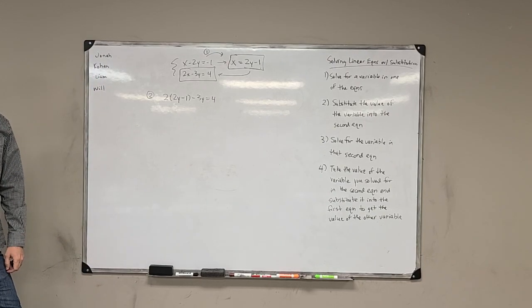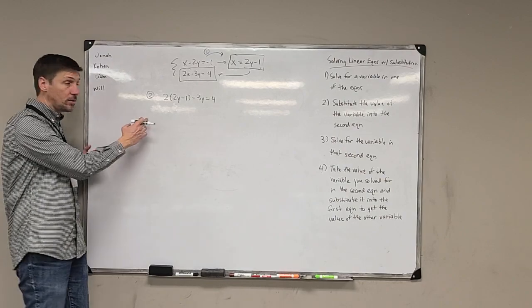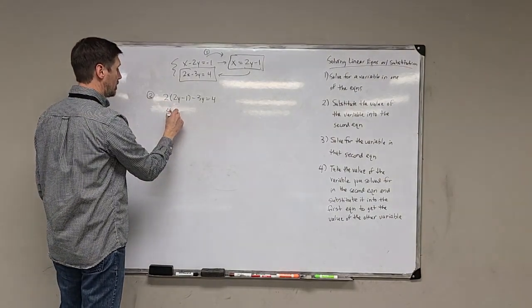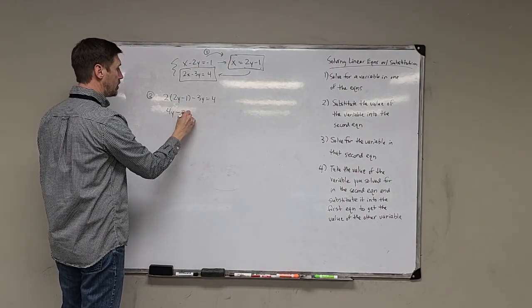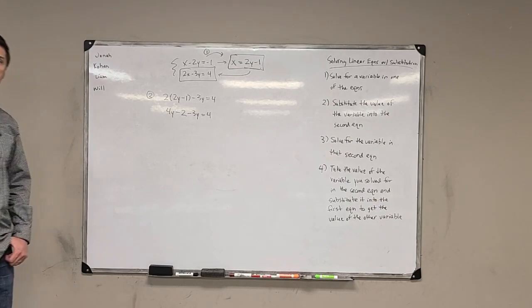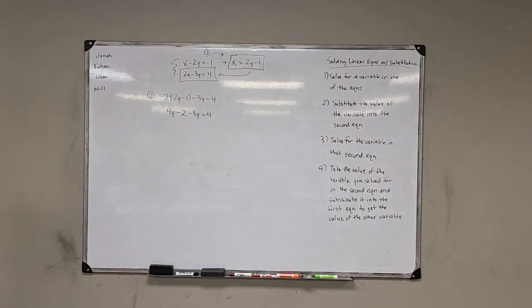Get rid of the parentheses. Get rid of the parentheses, right? So I'm going to distribute the 2. Everybody agree? So 2 times 2y is 4y. 2 times negative 1 is negative 2. That gets rid of the parentheses for me, right? I just write the rest of the stuff down. My parentheses are out of the way.